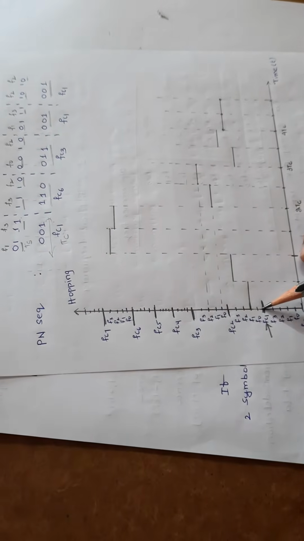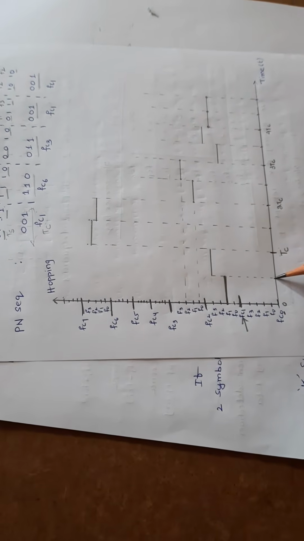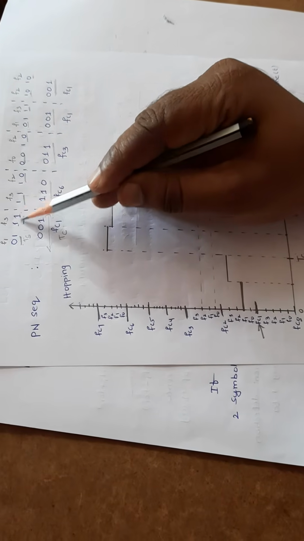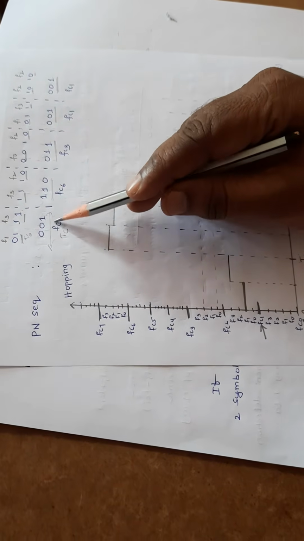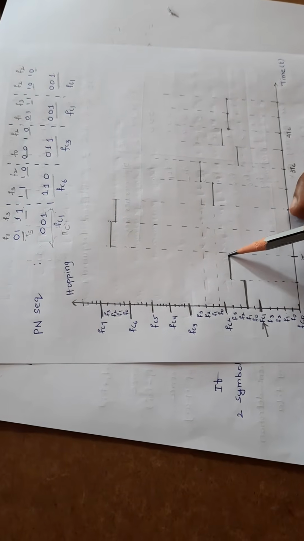F1. FC1, F1, I'm transmitting here, this is my frequency from 0 to TS. Now during another TS duration, what is the frequency I'm transmitting? F3 in the carrier frequency FC1. FC1, F3, so this is my carrier frequency. In the first hop, I'm transmitting these 2 symbols.